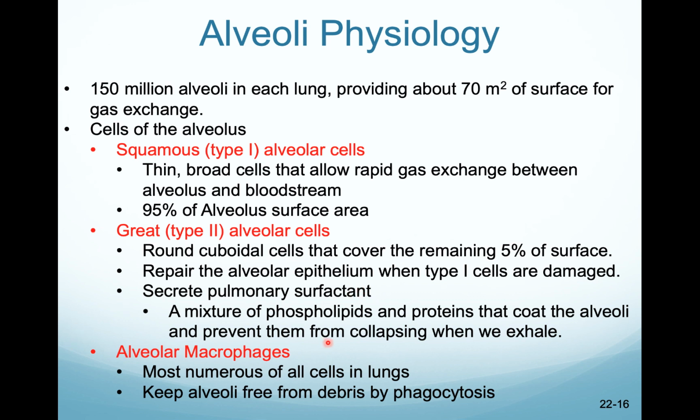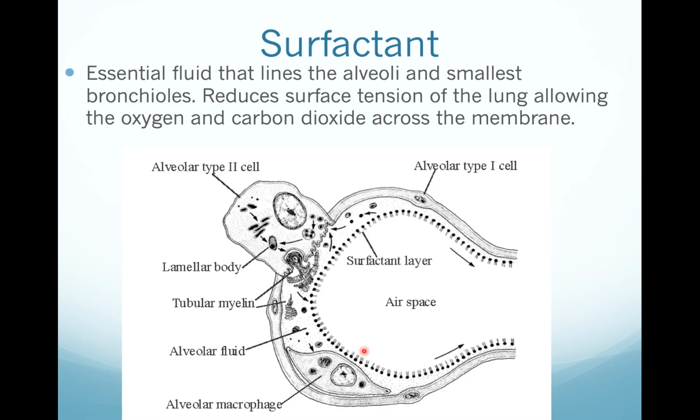The third cell is our customized immune system cell for the respiratory system. It's called the alveolar macrophage. Macro means big, phage means it does phagocytosis, and this is the most numerous of all of the cells in the lungs, and these guys are mobile macrophages, which means they can walk around all of your respiratory system looking for anything they don't recognize and phagocytizing them.